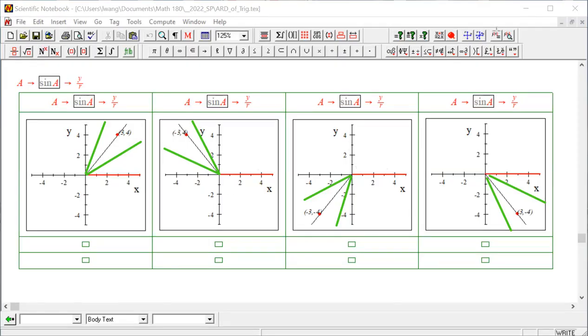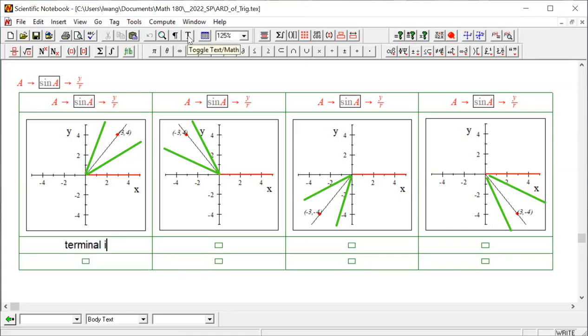All right. So now, what can we say in this summary? So sine of any angle, if the angle's terminal is in quadrant 1, terminal in quadrant 2, terminal in quadrant 3, and terminal in quadrant 4. And sine is positive.